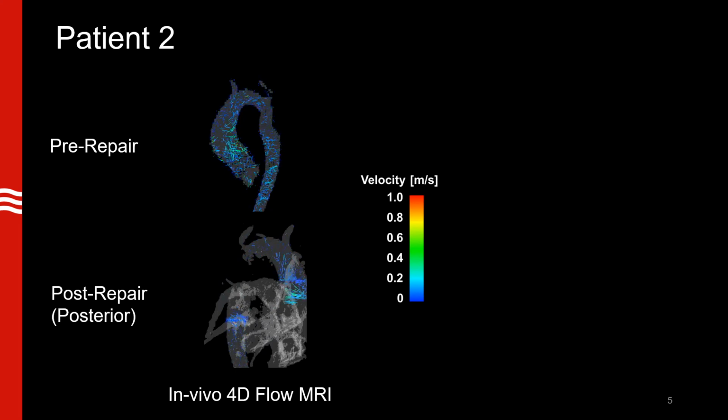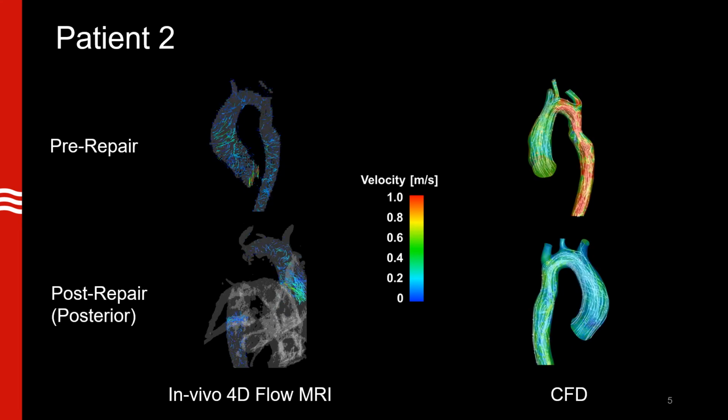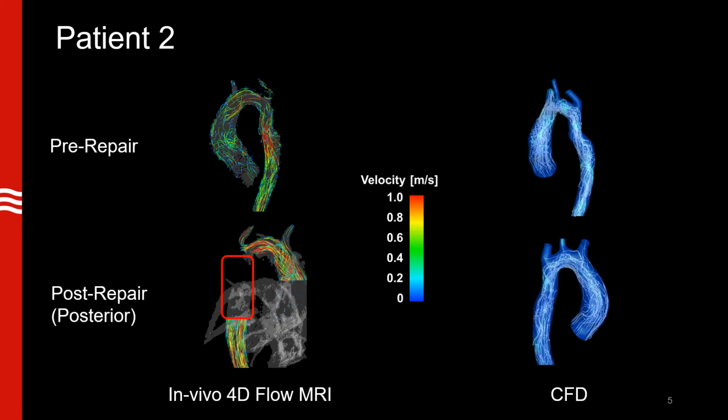Here we compare the in vivo 4D flow data for patient 2, and here are the CFD results. We can notice that the locations of vortical flow and acceleration match. The red box shows the 4D flow MRI. It does not detect the blood flow inside the stent. The metal artifact distorts the signal inside and distal to the stent.